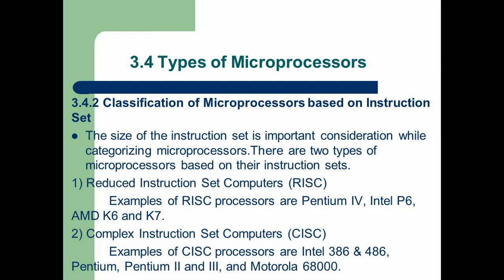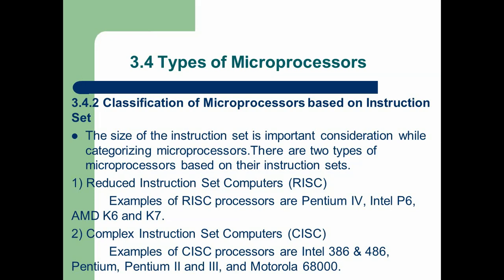You can see RISC processor examples: Pentium 4, Intel P6, AMD K6 and K7. CISC processor examples are Intel 386, 486, Pentium, Pentium 2, Pentium 3 and Motorola. These are some of the examples of complex instruction set computers. So here you can see RISC and CISC examples.